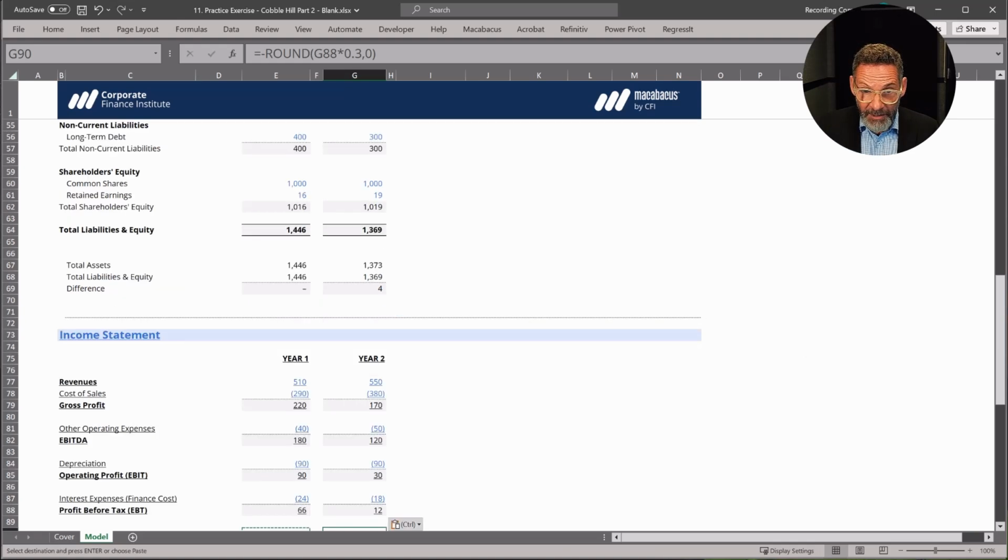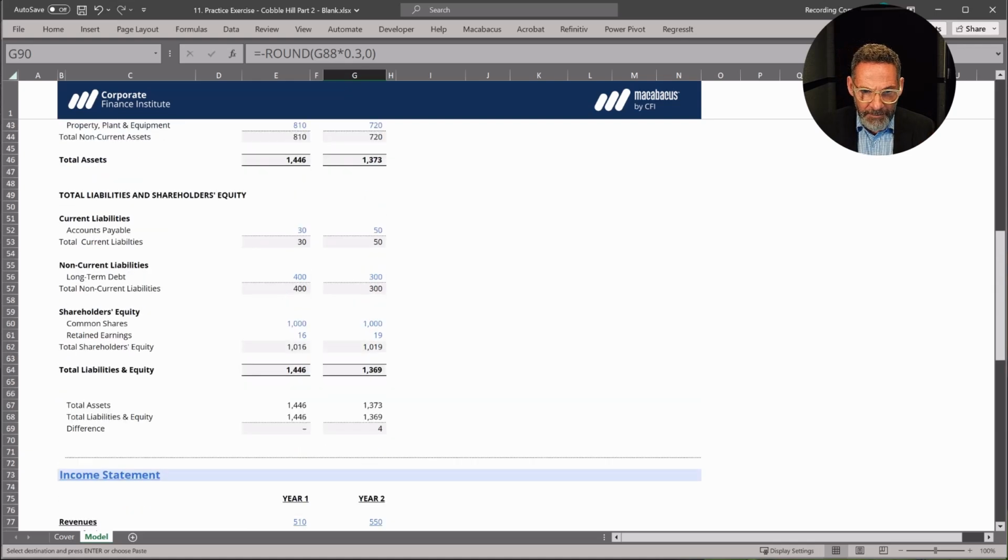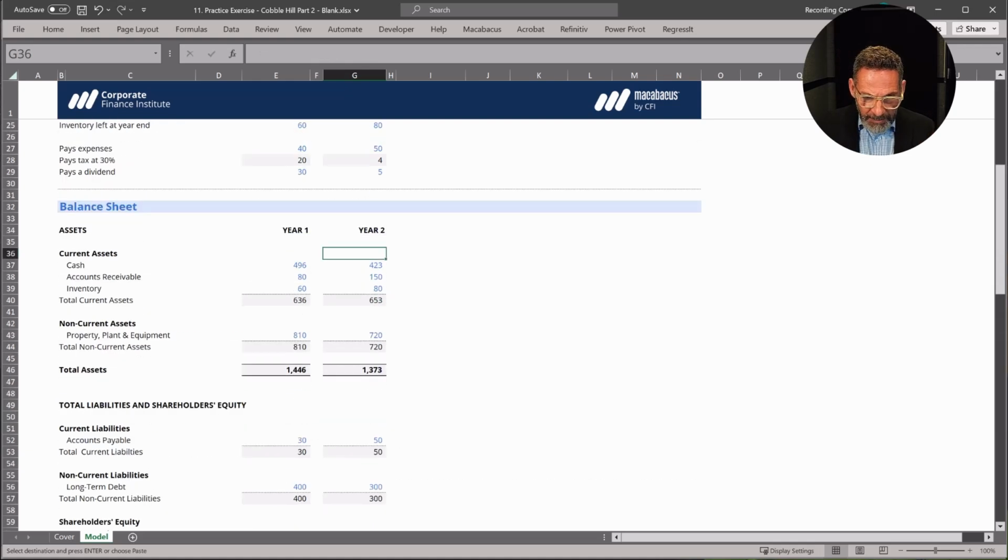Now, we are almost there. You can see our balance sheet doesn't balance because we've recorded the expense of tax, but we also have to deduct that from cash. And we can see that's 4. So I'm going to deduct the tax expense of 4. And we have done it.